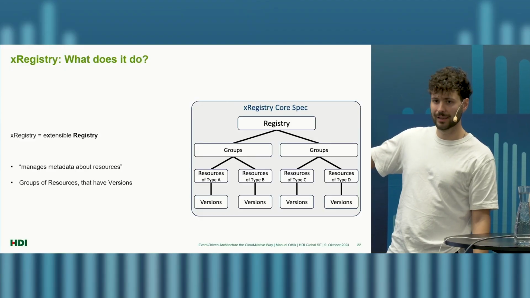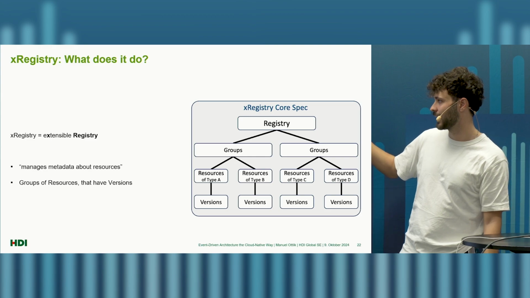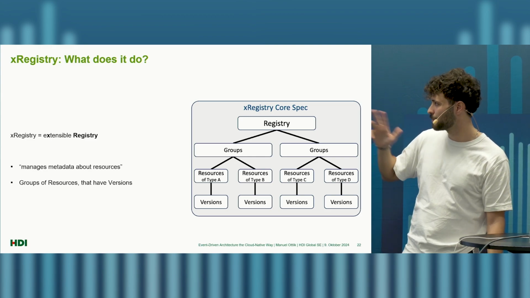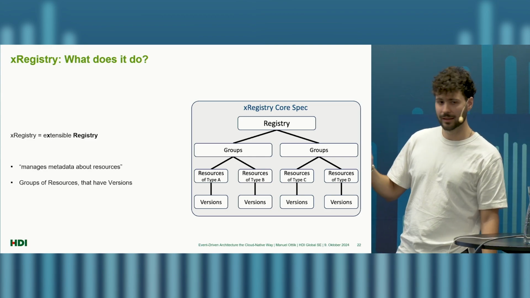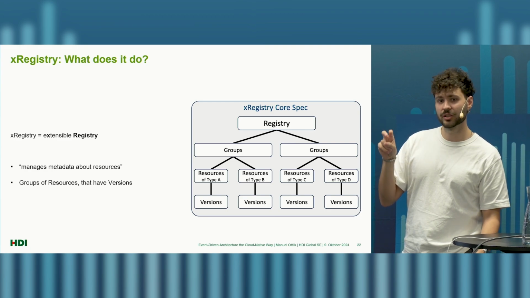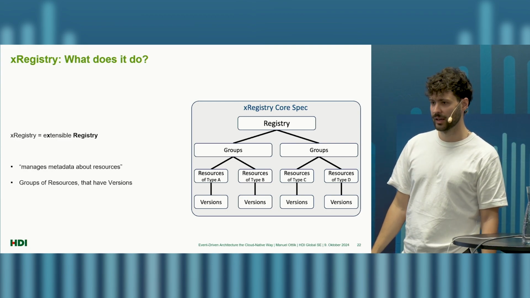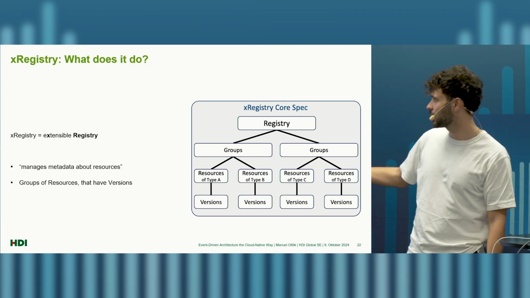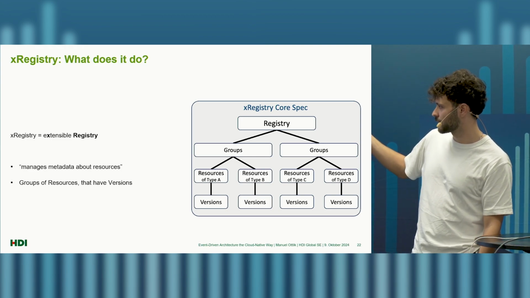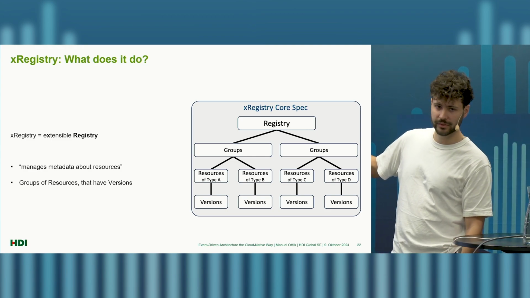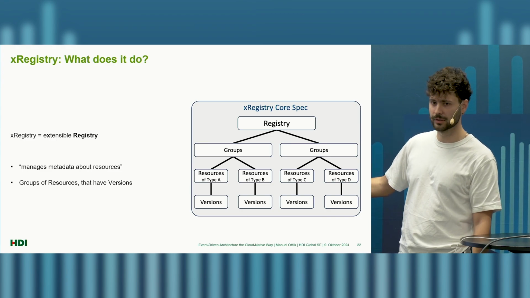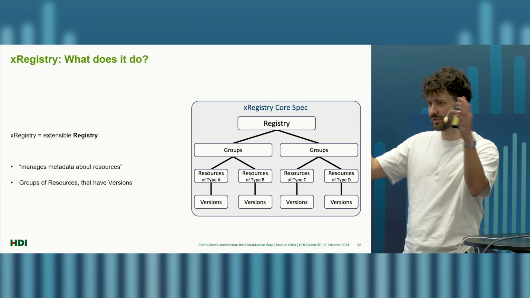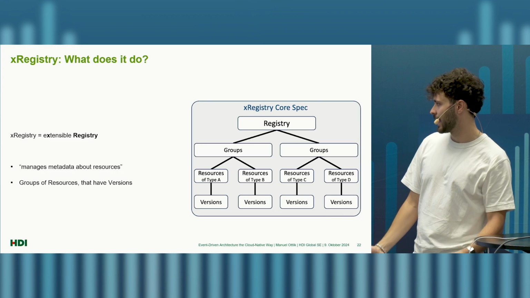So what xRegistry is doing, first of all, it stands for extensible registry, and it is as powerful as the name says, because you can basically do anything with it. The core specification says that it manages metadata about resources, which is a very generic statement, because the broad model of a registry consists of groups of resources, and these resources can be versioned. That is the very abstract model that we're going into.